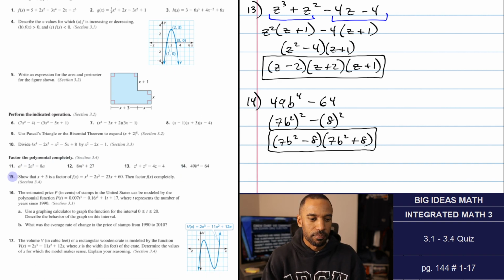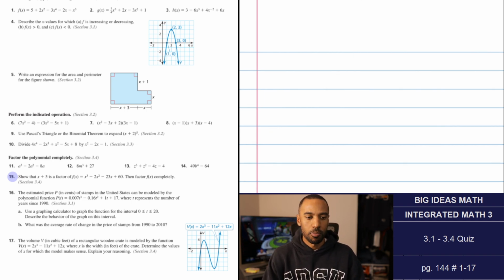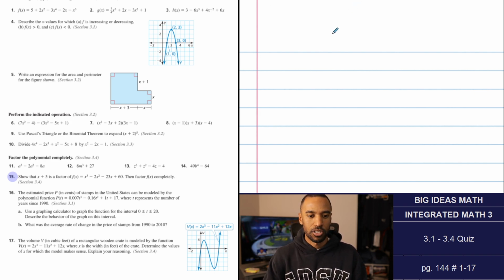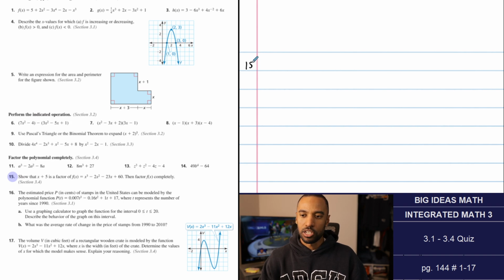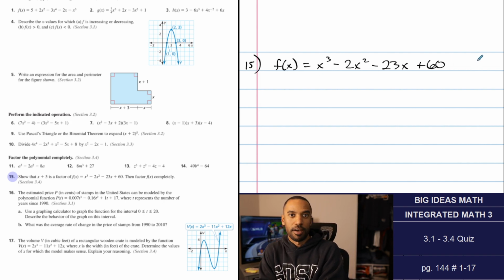Number 15: show that x plus 5 is a factor of f of x equals x cubed minus 2x squared minus 23x plus 60. Then factor f of x completely. I look at number 13 as a recollection that I stated: despite that quadrinomial being factorable by grouping, not all of them are. This is an example of a quadrinomial that is not factorable by grouping. So you'd have to find other means.